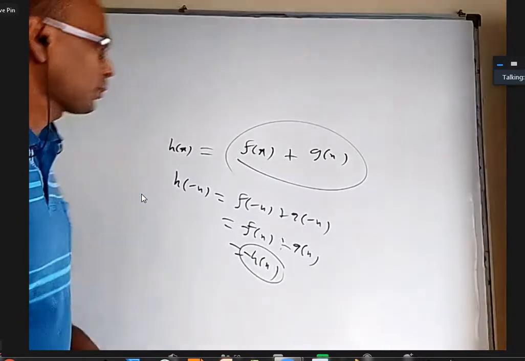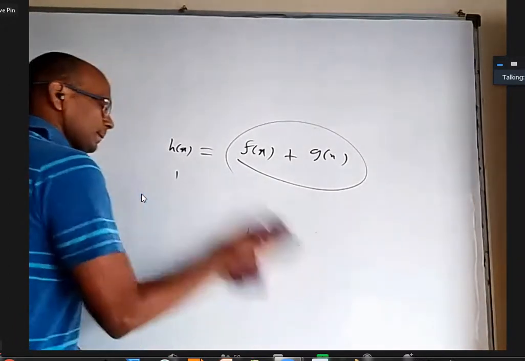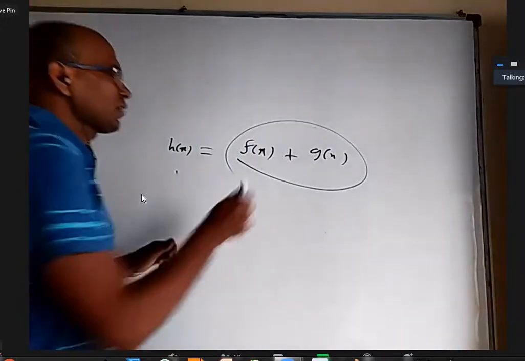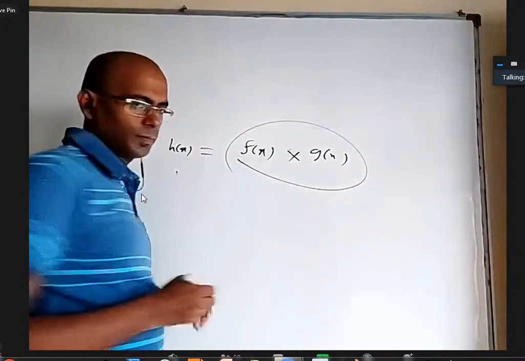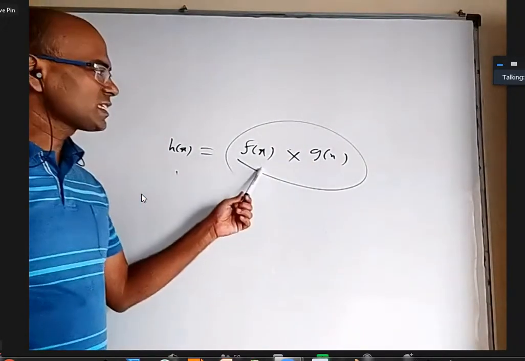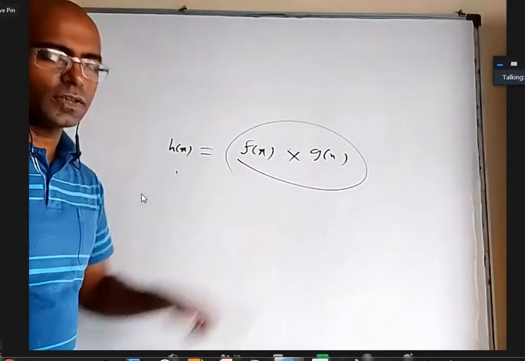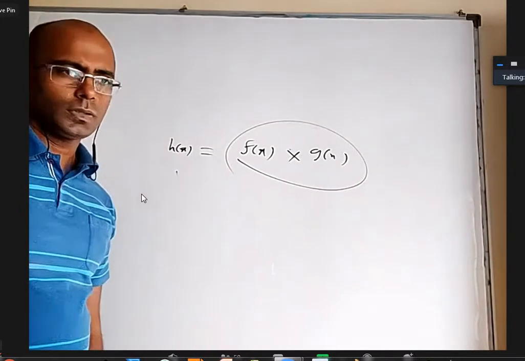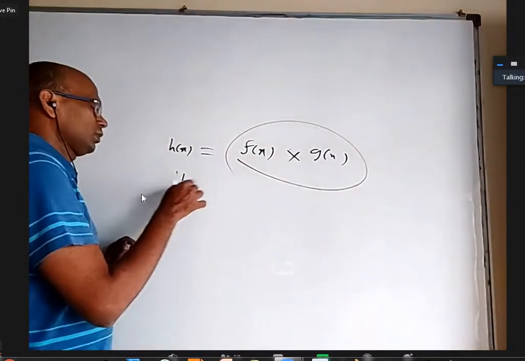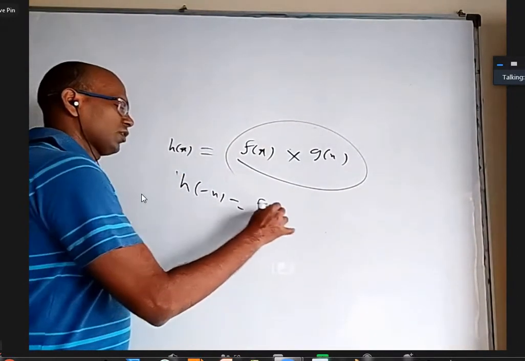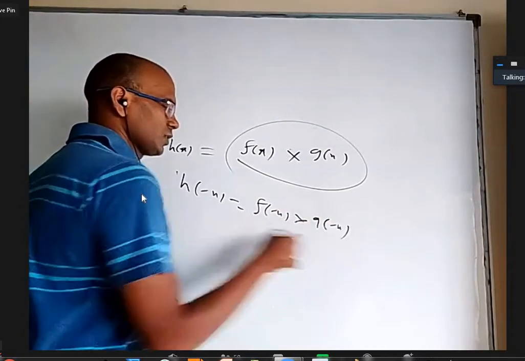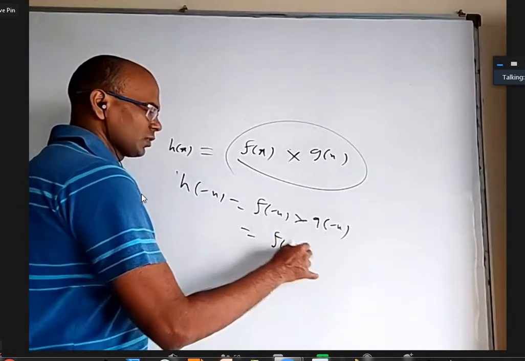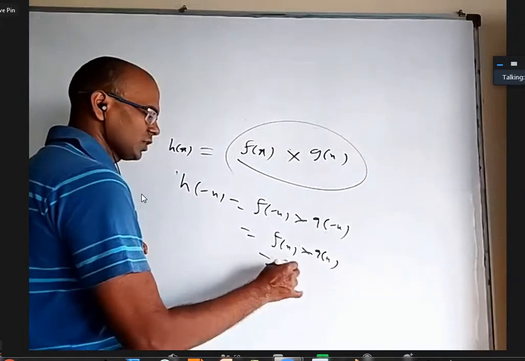Let us see what about the product. When I take f of x into g of x, if f is even, g is even, the total f into g will be even or odd? Even function. You will get f of minus x into g of minus x. This is plus f of x only. This is plus g of x. This is together h of x.